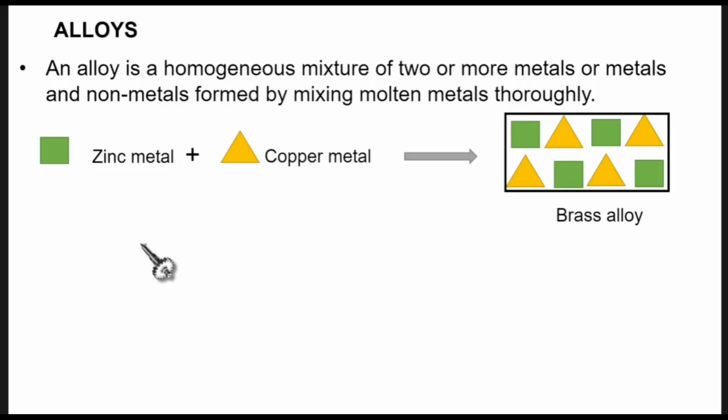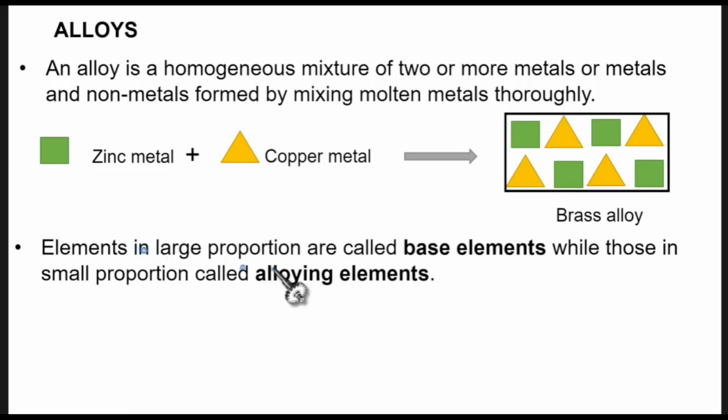All right, so also what you should know is that elements in large proportion are called base elements, while those in small proportion are called alloying elements. So whenever alloys are being made, any element that is in large proportion or amount will be called the base element. Then that other element which will be in small proportion or small amount, it will be called the alloying element.